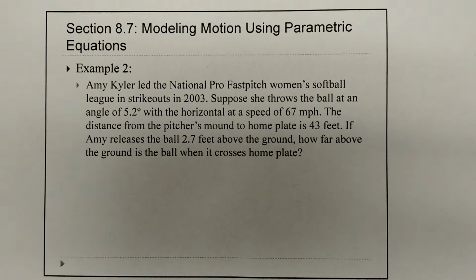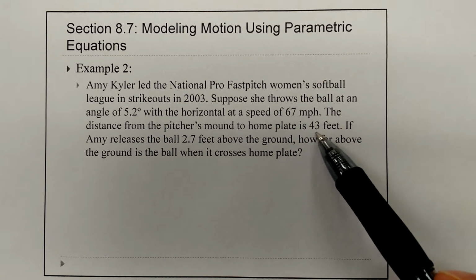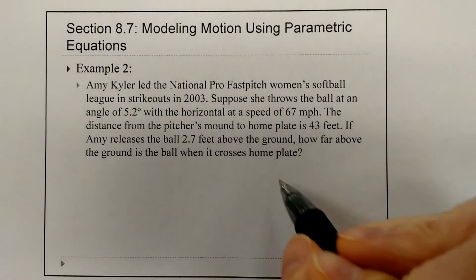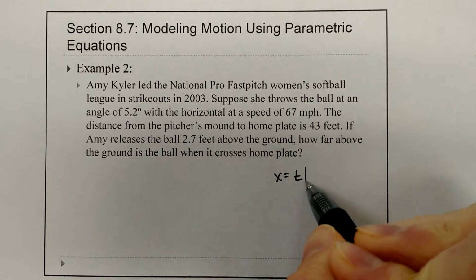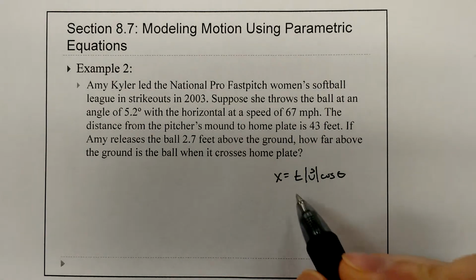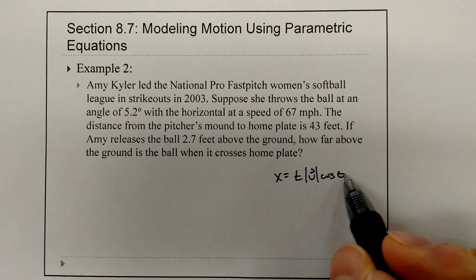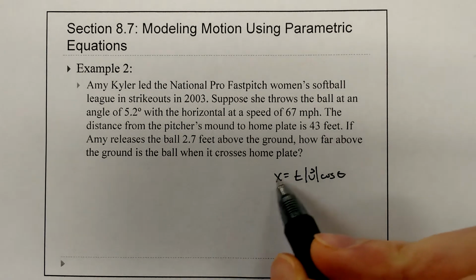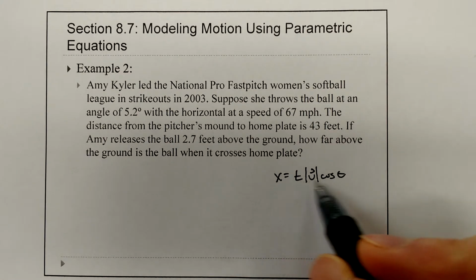So if you notice, they don't give you any times, so you're going to have to figure out what that is. You can do that because you know the horizontal distance. So this equation, x equals t v cos theta, we can solve because we know everything on the right hand side. We know the angle, the starting speed, and we know this x value. We can solve for t.